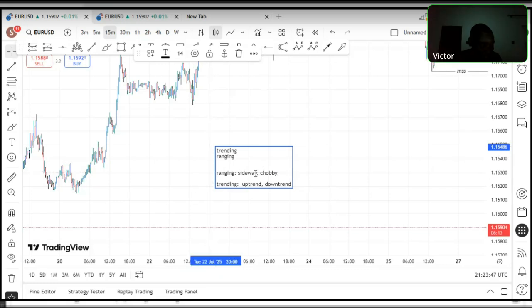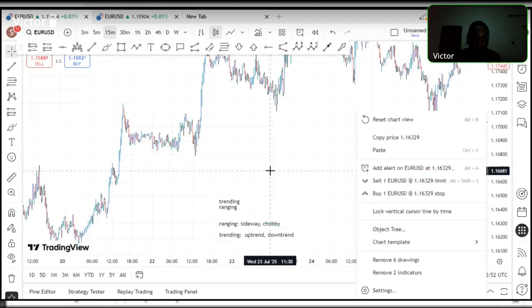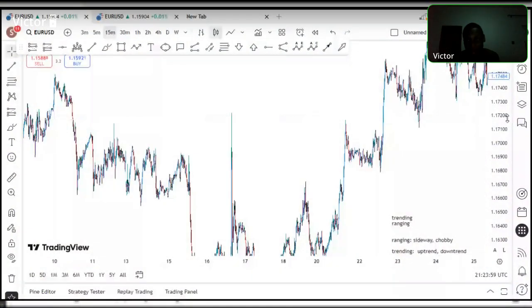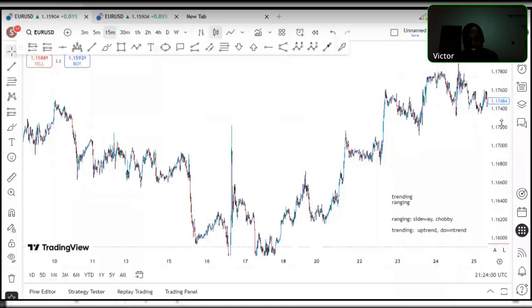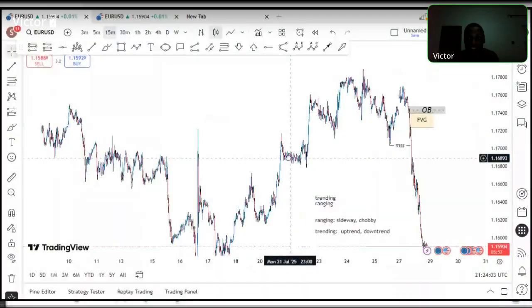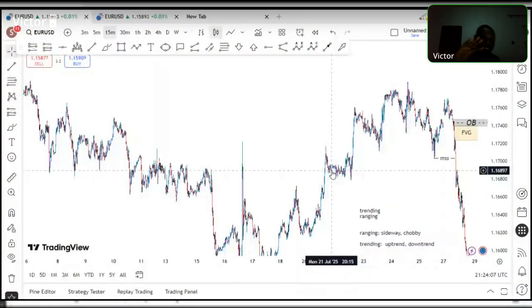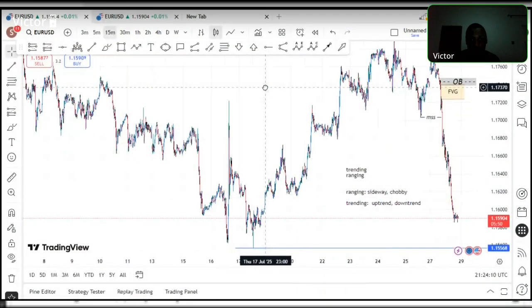Now, please pay attention to this class very well. What's an uptrend? An uptrend is when the market is heading to the upside, when the market is going upwards, like what we have here. I know this is an uptrend from this particular point to this point because you can see the market is going upwards.